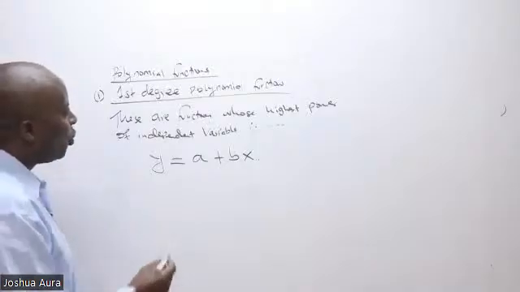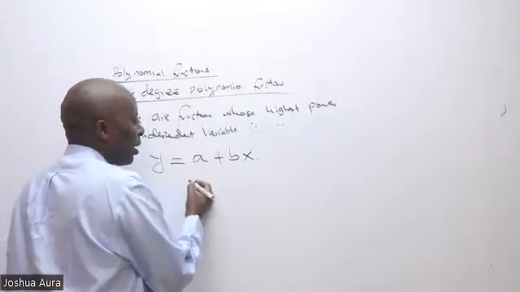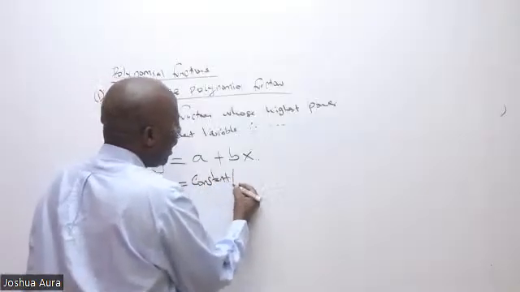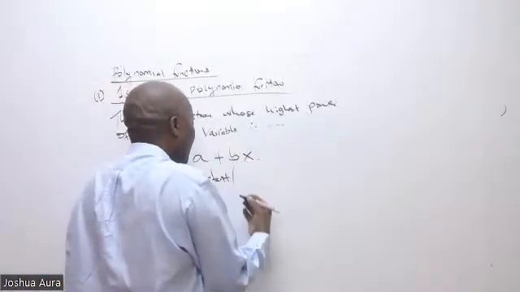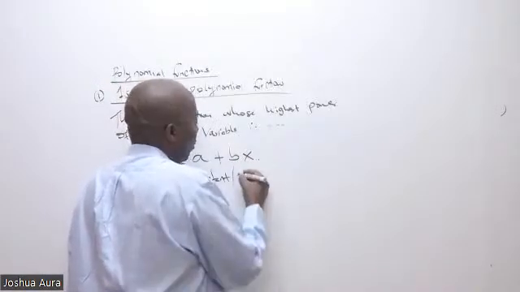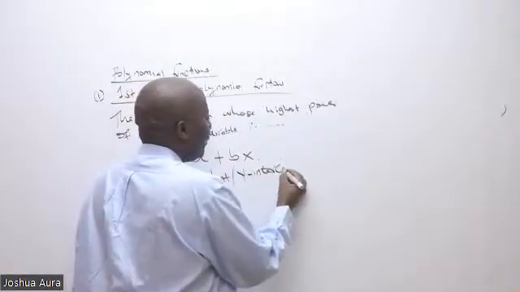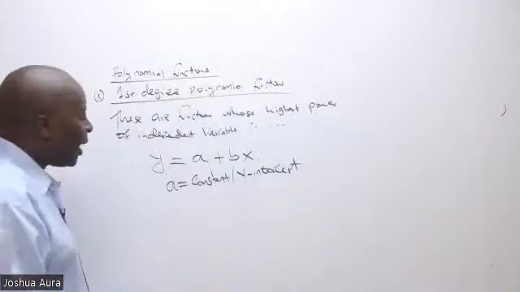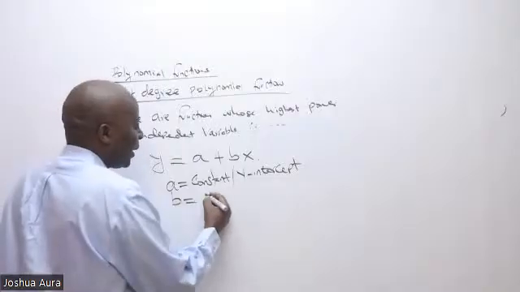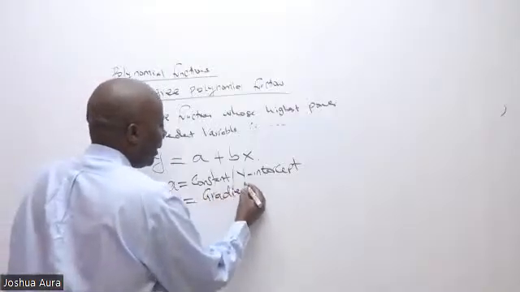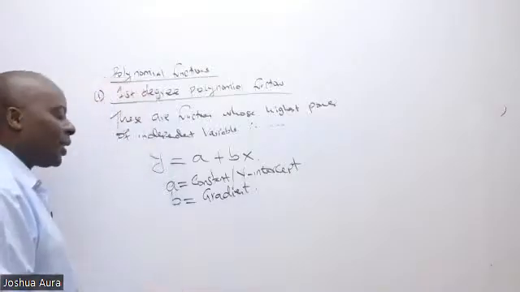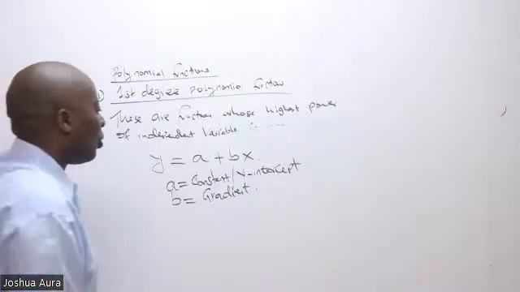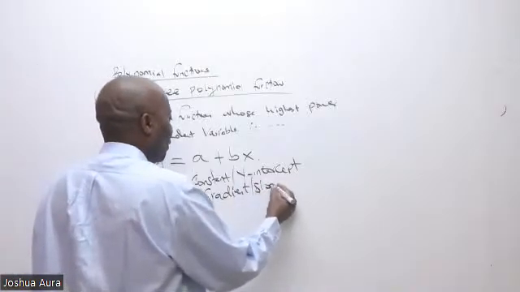Where, from high school, you can see this a is alone. So this a is what we shall be calling the constant. This a is what we shall also be calling the y-intercept. And then we have our b. B in this case here is the gradient, or the slope.